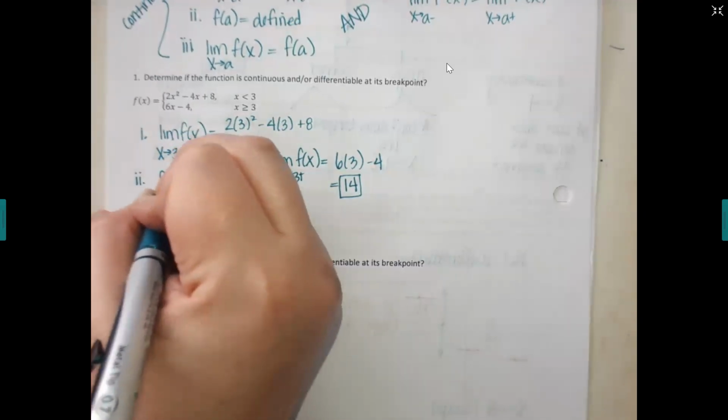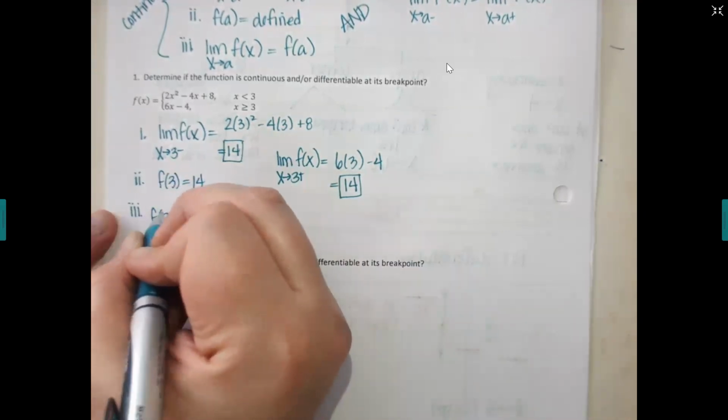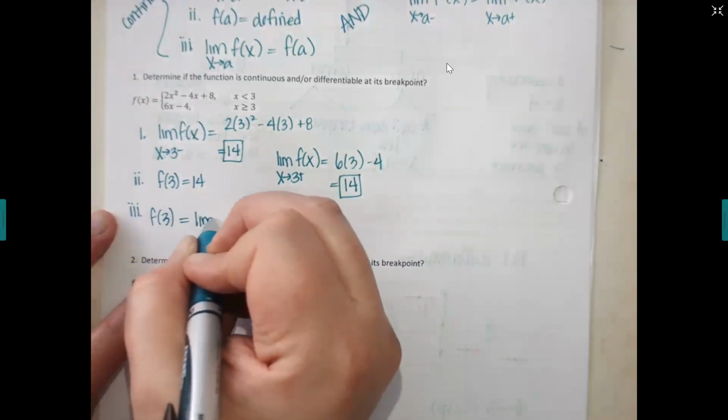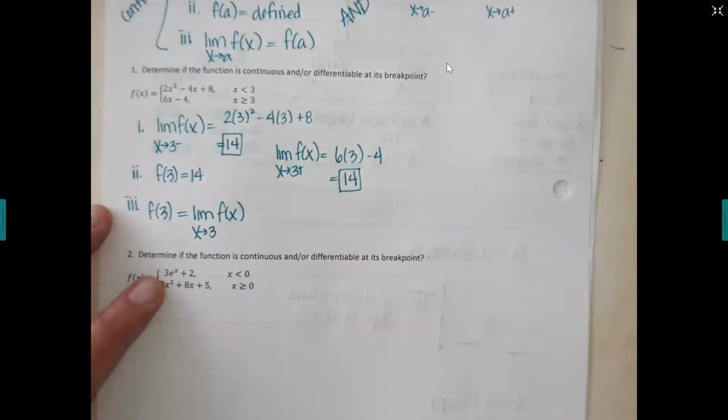Now, this could be its own piece in the piecewise, or you could have an equal to on one of the pieces. Does one of these have an equal to? Okay, the bottom, but they came out the same anyways. What did it equal? 14, right? So for step 2, f of 3 is 14. Step number 3, they had to match, which they do. So I'm just going to state that the y value and the limit both came out to be 14.